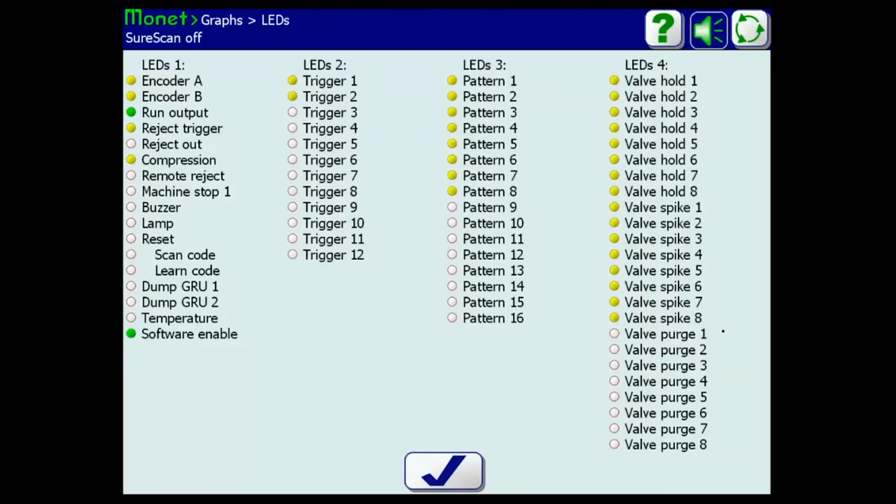If you were to manually purge a glue valve, you would see the glue valve purge LED light up. That's if you had a remote purge box that has the green buttons on it, which allows you to remotely purge any individual glue valve, or if you were to purge through the software using the purge icon on the gluing and detection station. Does that answer your question? It does. Thank you. Okay.